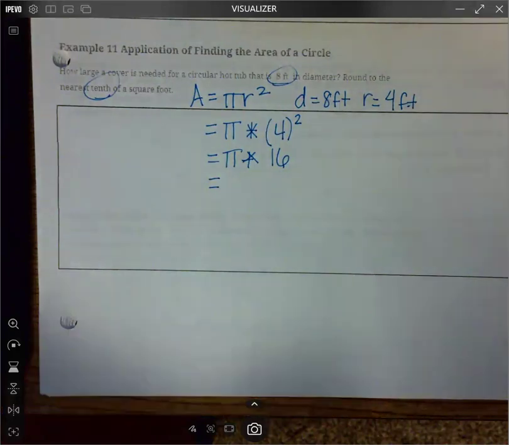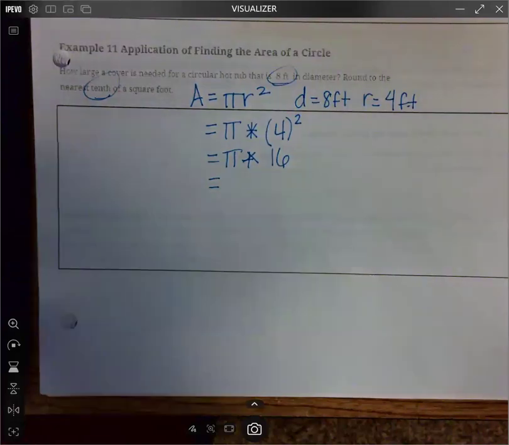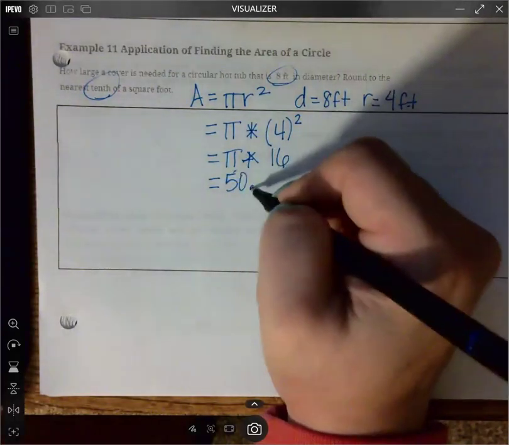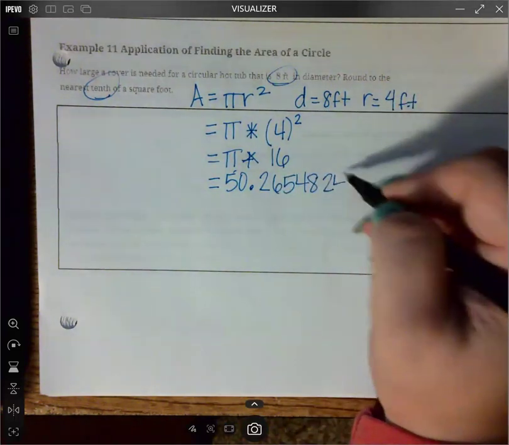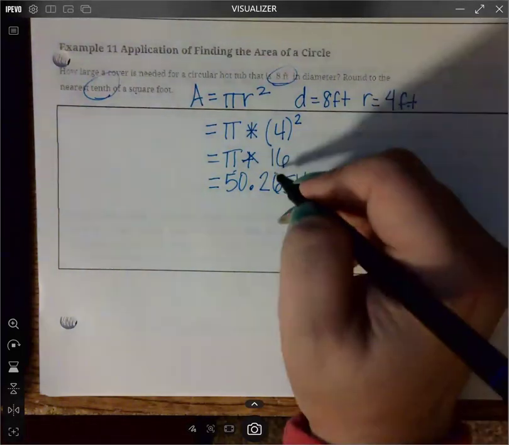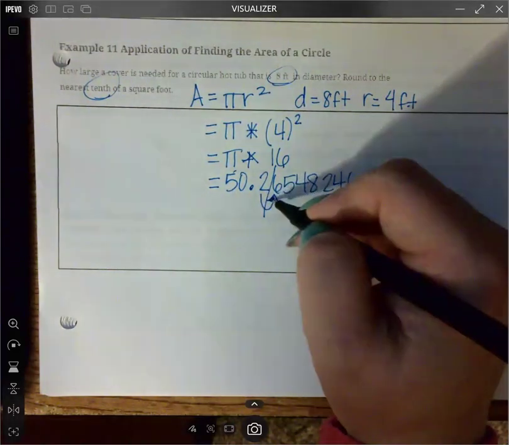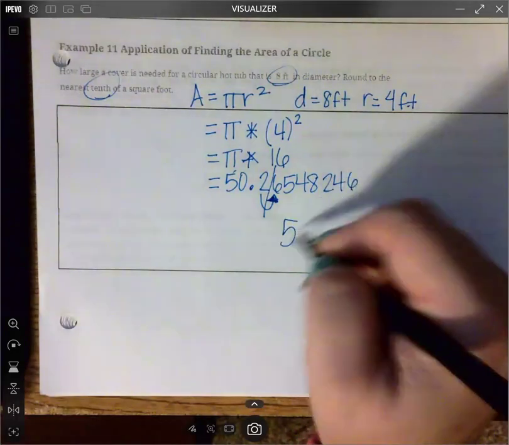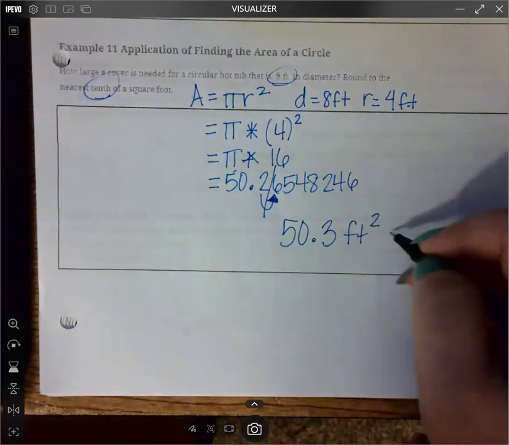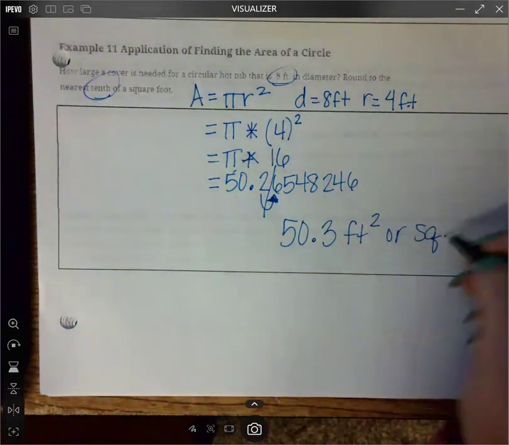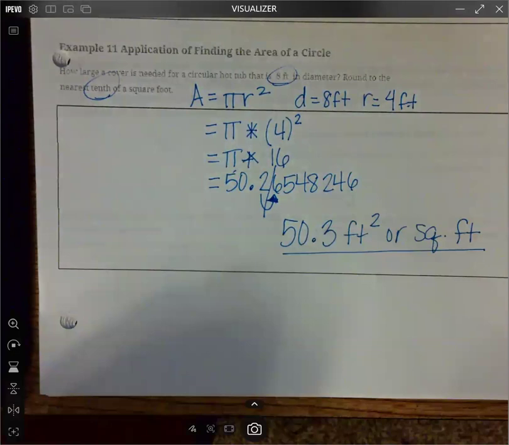And then you grab your calculator. I got 50.26548. This time we're rounding to the tenths place, so 1 decimal place. We look to the number after. It is 5 or higher, so we're rounding up. And this is feet squared, or square feet, for our label. Our labels are important and will be necessary on test day.